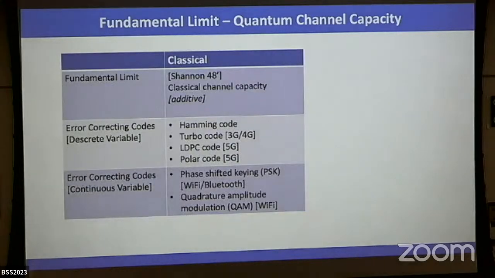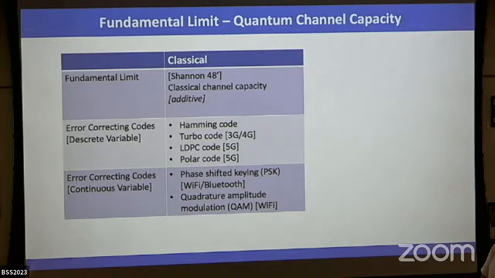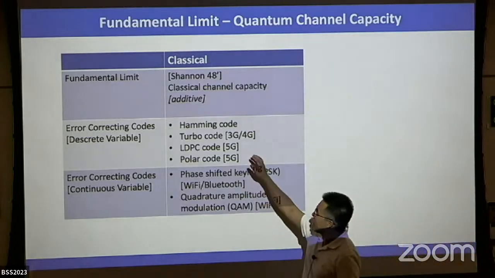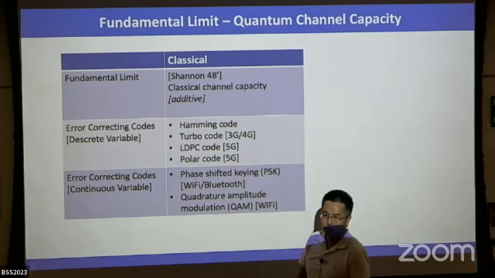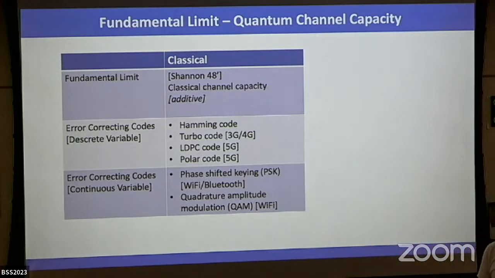This set of questions has been addressed in classical communication over the past century. In the 40s, last century, Shannon derived the channel capacity. And it took people about half a century to design good codes. So nowadays we're using classical LDPC codes and polar codes for our 5G network, which essentially approach the channel capacity.